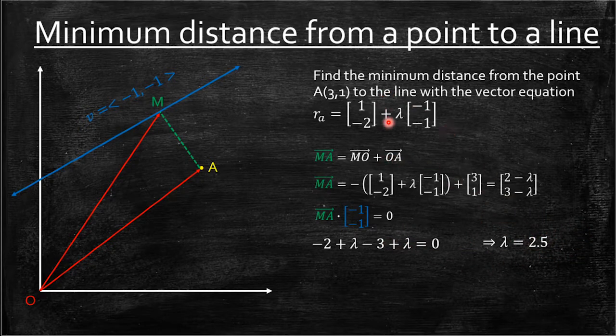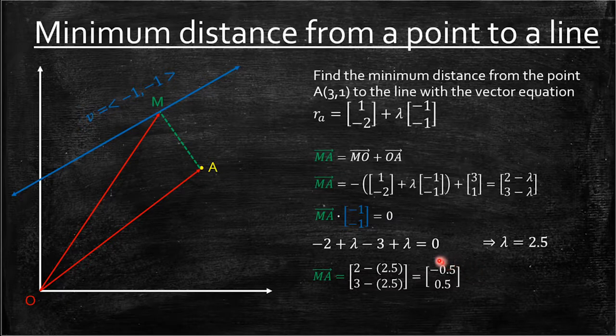This means that when lambda is 2.5, we can figure out what our value of M is. Or we could substitute 2.5 into MA, and we can figure out what the position vector of MA would be. When we do that, we're going to get MA is (-0.5, 0.5). That's what this vector here represents going from M to A. It's going to be the vector (-0.5, 0.5).